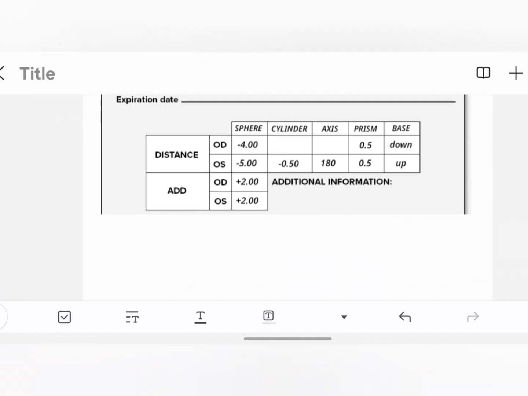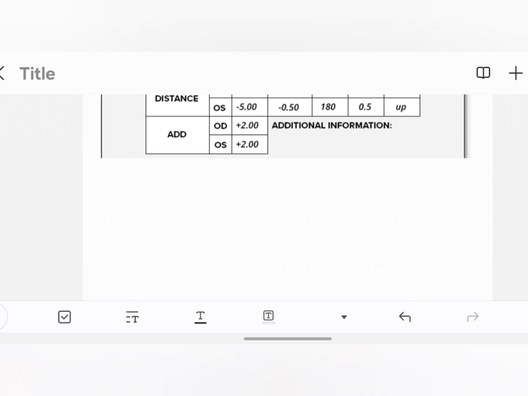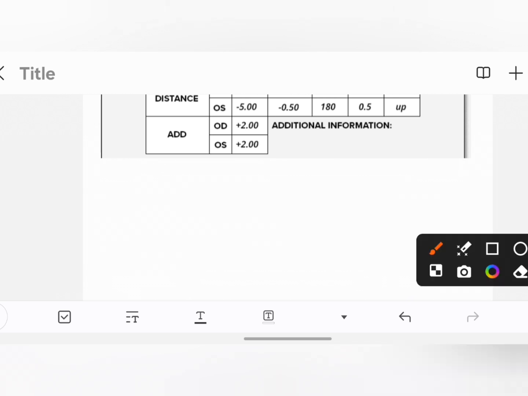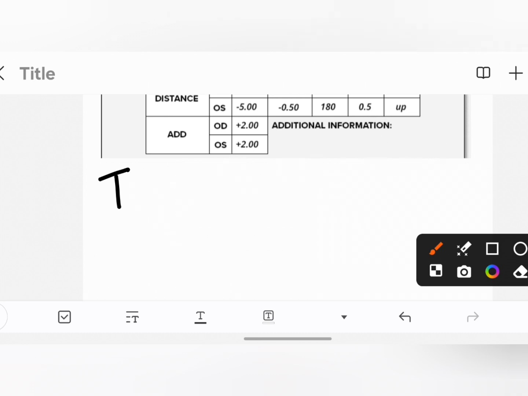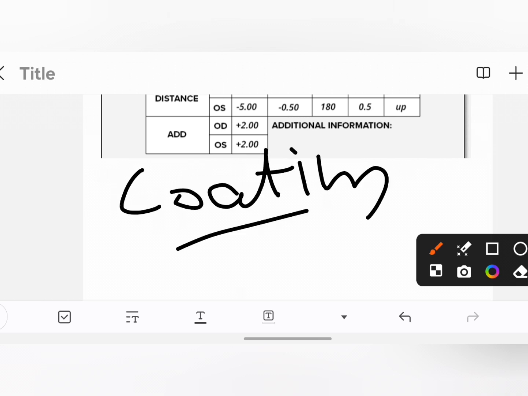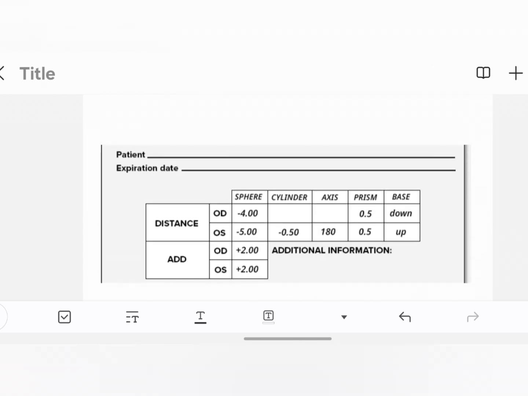Apart from that, they might include other information like what type of lens, and also coating. What type of lens, what type of coating, what type of design, all these are written in this additional information.